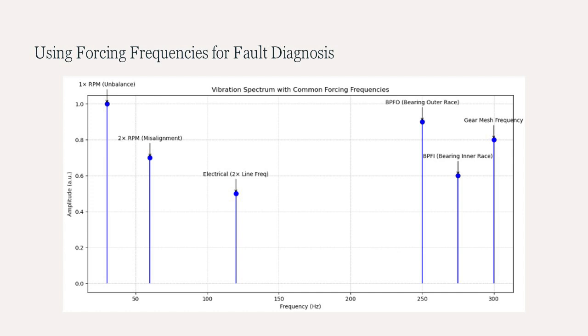How this helps in diagnosis. By identifying the frequency of a peak, we can trace it back to a specific machine component. This is how we distinguish between a bearing problem, specific high-frequency peaks. An unbalance, 1 times peak. A misalignment, 1 times and 2 times peaks. A gear fault, gear mesh frequency and sidebands.